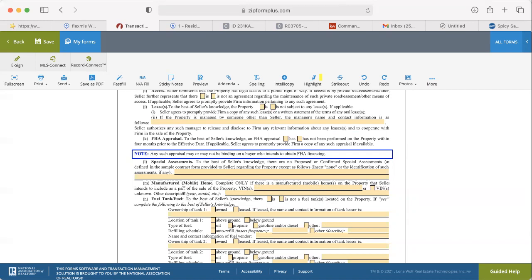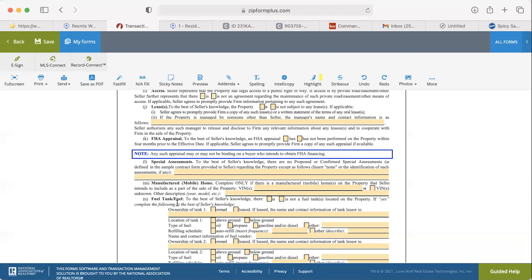Now, I will say this. If a manufactured home has been converted to real property, then there's no need for a VIN number here. But there's a process that you have to go through to determine if it was turned into real property. So that's when you just come see me. That's the easiest way for now.